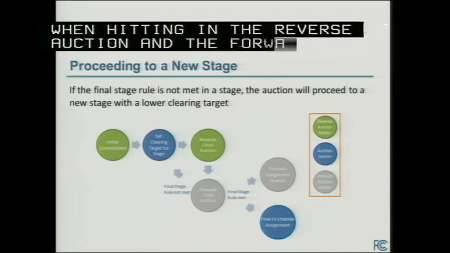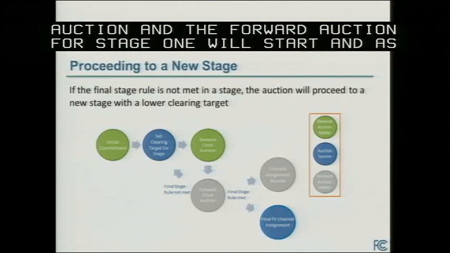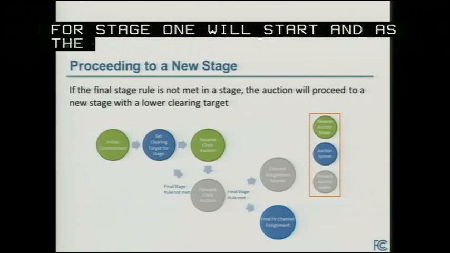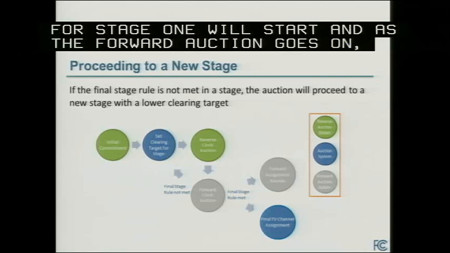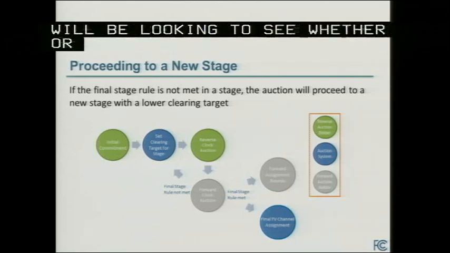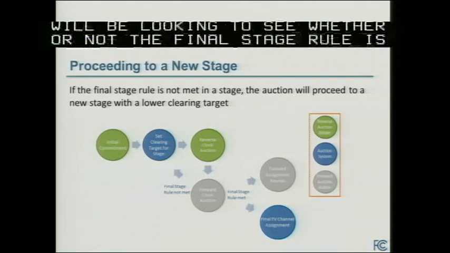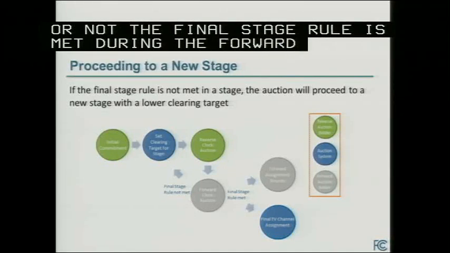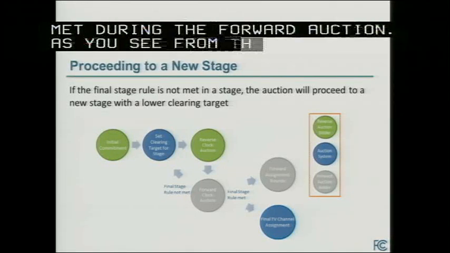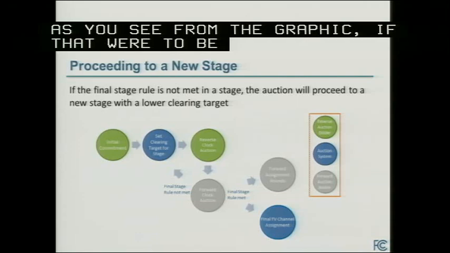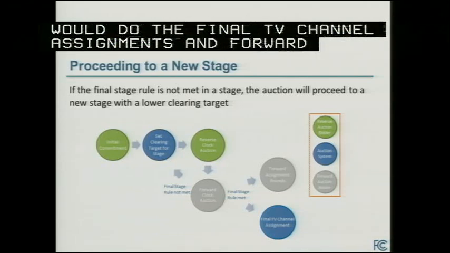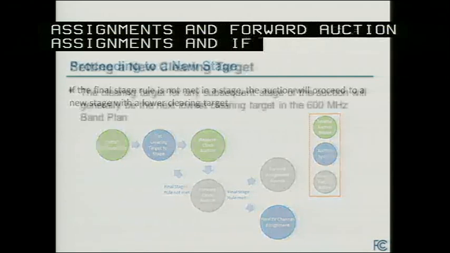And as the forward auction goes on, we'll be looking to see whether or not that final stage rule is met during the forward auction. And as you can see from this graphic, if it were to be met, then we would do the final TV channel assignments and the forward auction assignments. But if it's not met, that's when you go to a new stage. So that's what we're going to talk about now, is if it's not met.